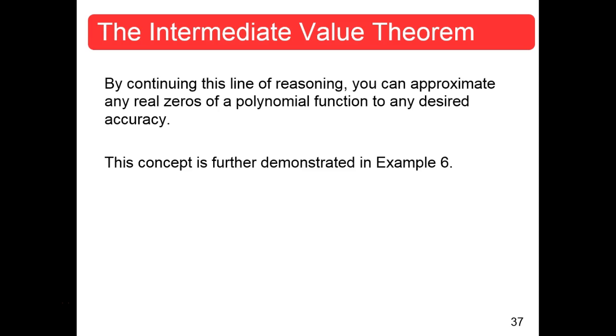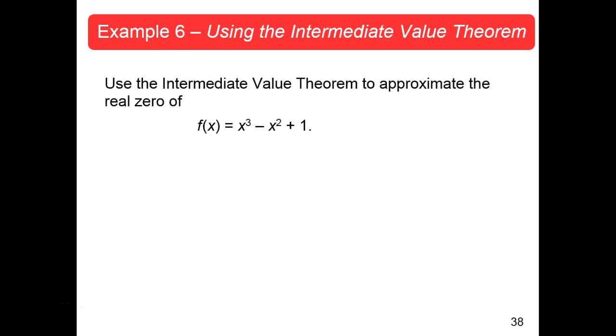So by continuing that line of reasoning, you can approximate any real zeros of a polynomial function to any desired accuracy, and that concept is further demonstrated in example 6. So let's do example 6. Slightly different function here. I was going to do it with the one they gave us, but they didn't do it, so we won't either. Let's do example 6. Top of page 131.